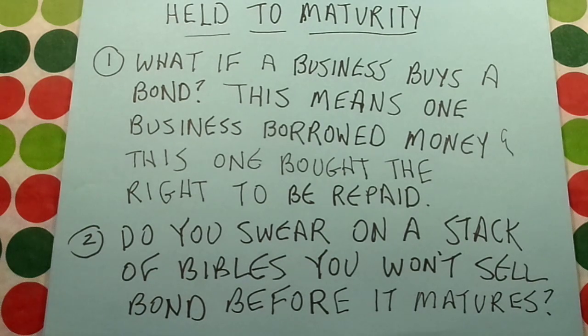So if a company was willing to swear on a stack of Bibles, and that's my term, I've heard that applied loosely now and then, that they would never ever sell the bond before it matures, then we would consider it a held to maturity bond. And if it's a held to maturity bond, we really account for it the same way we would account for something like a building or equipment. We totally disregard changes in the fair market value as we continue to own it.